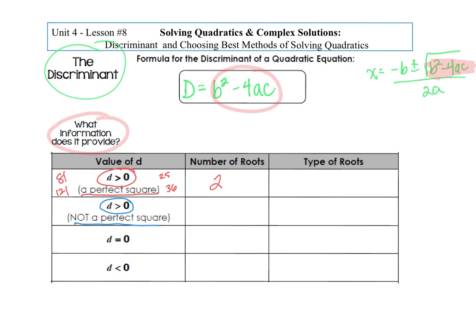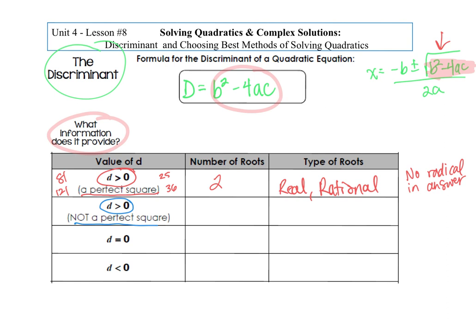Okay, 2 real roots. That means the parabola would cross the x-axis 2 times, and the type of roots that they will be are real and rational. Okay, meaning no radical in the answer anymore. No decimals that go on and on and on. Now, that's because we would be taking the square root of a perfect square, right? That's when it comes back to what was underneath the radical. When you take the square root of a perfect square, there's no more radical in your answer.